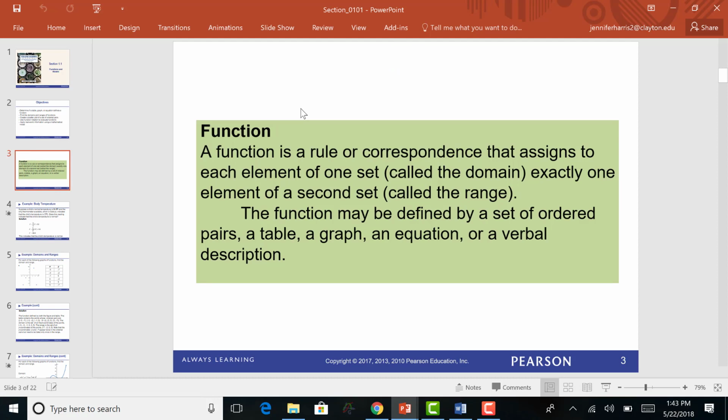So here is what the definition of a function is. It says that it's a rule or correspondence that assigns to each element of one set exactly one element of another set. Does that mean anything to you? No. You're like, okay, so you gave me the definition. How does that make sense to me? Well, let me show you a different way to look at this.